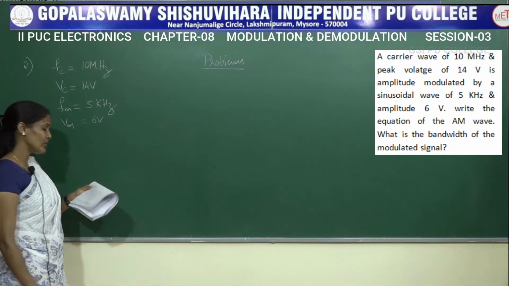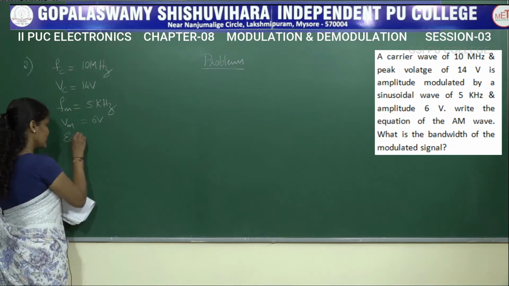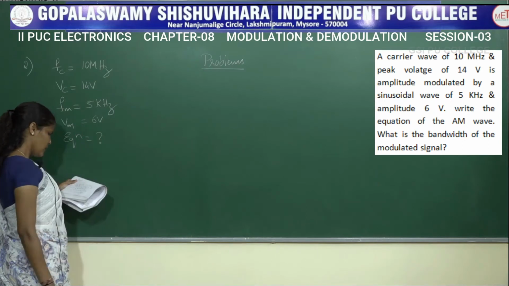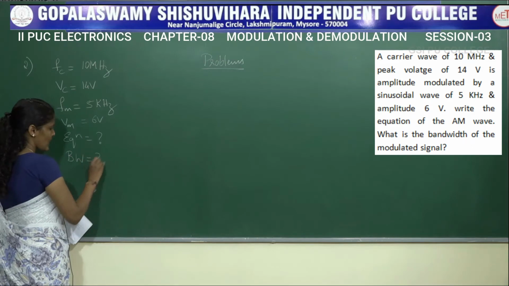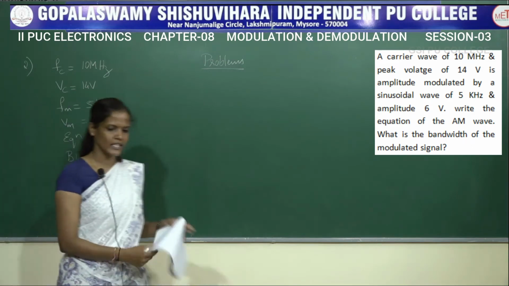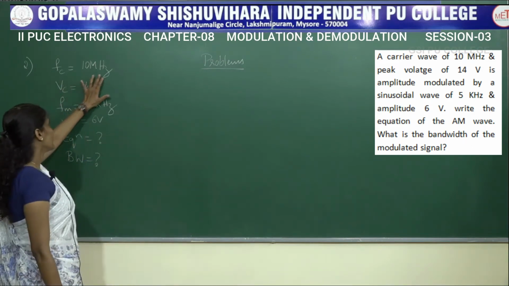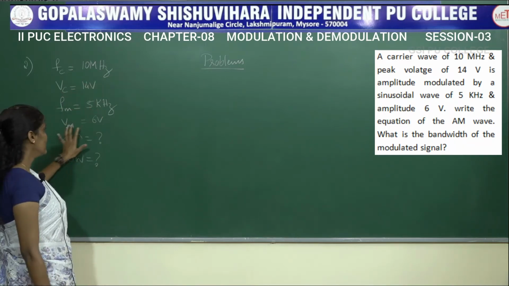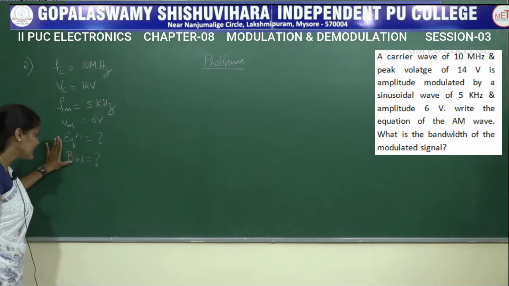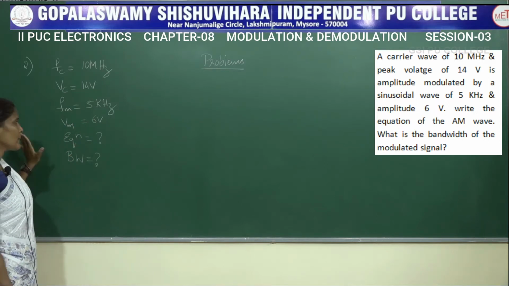Write the equation of an EM wave. The equation has to be written. And what is the bandwidth of the modulating signal? You have to find out the bandwidth of the modulating signal. Fc is 10 megahertz, Vc is 14 volts, Fm 5 kilohertz, Vm 6 volts. You have to write the equation and also find out the bandwidth.